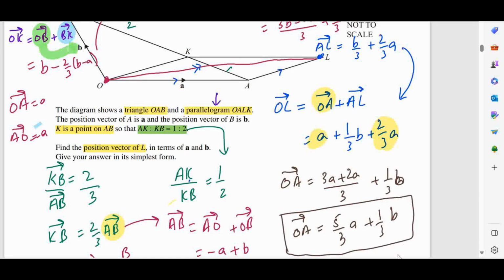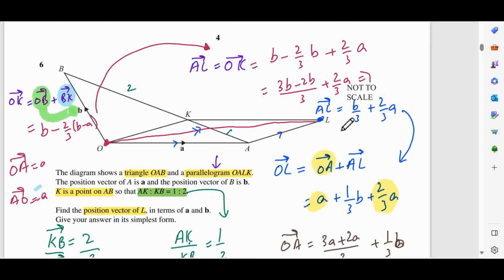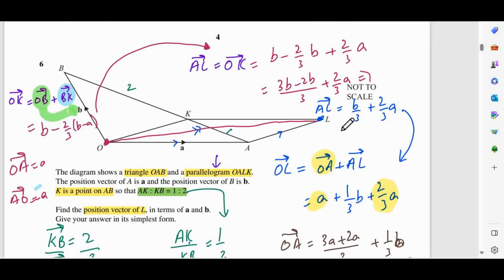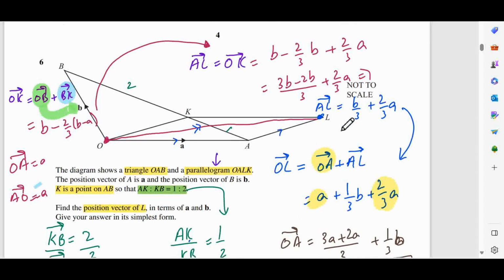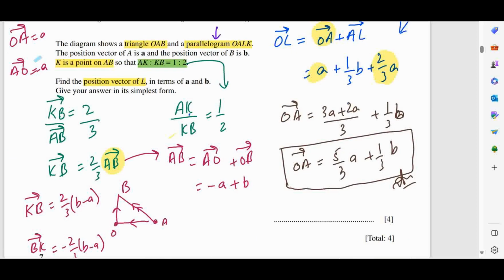I hope that the concept is clear. In the next class, we will again discuss questions like this. This is a complicated question, but if you follow the directions and the process, you will get the final answer very easily.